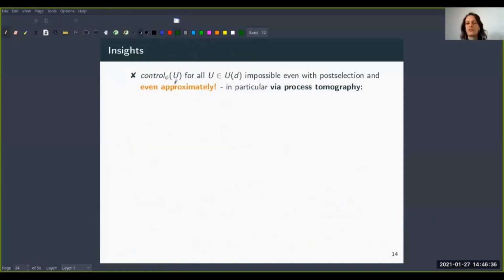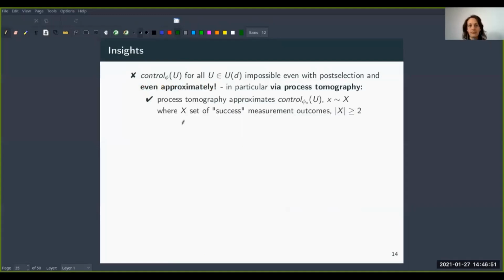We have seen that control phi of U for all U is impossible, even with postselection and even approximately. In particular, it is impossible by process tomography. So what is it then that the process tomography strategy does? Process tomography can approximate control phi x of U, where x is drawn at random from some index set of success measurement outcomes, and the set must be at least of size 2.